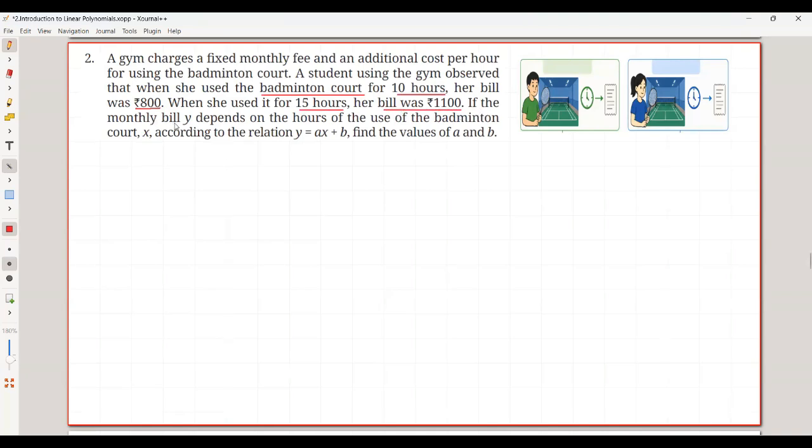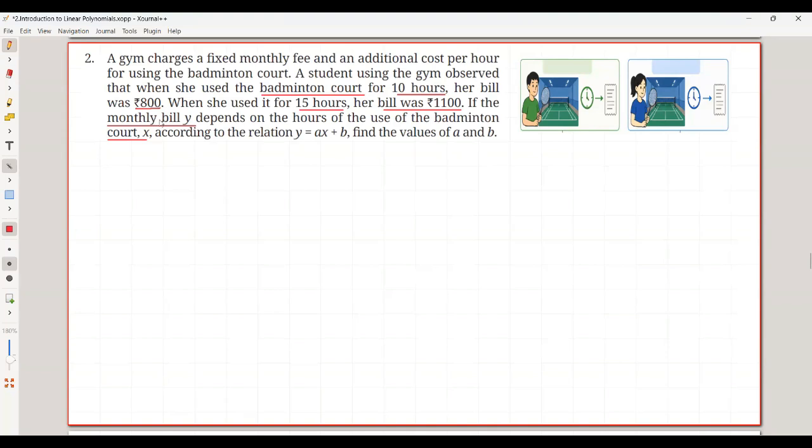If the monthly bill y depends on the hours of use of the badminton court, that is x, so the hours of use of the badminton court is x, we have to take. According to the relation y is equal to ax plus b, find the values of a and b. Same as before, we first form the equations using the relation, then solve the equations. Okay, first case: badminton court 10 hours, bill is 800.